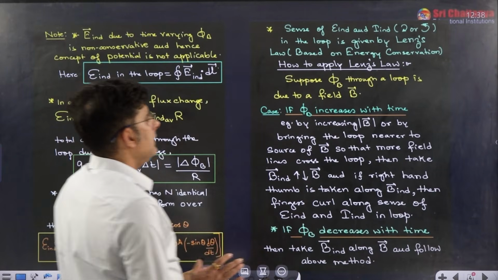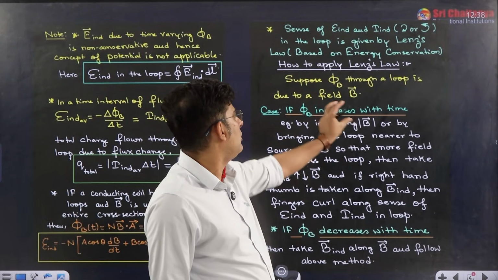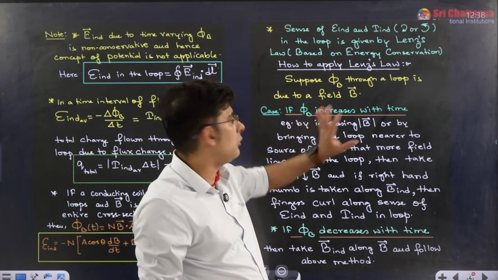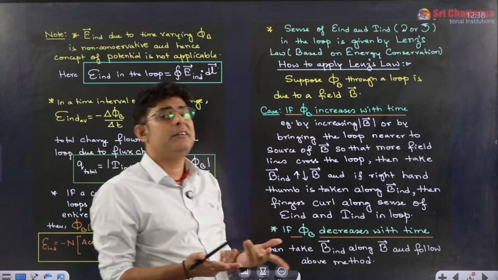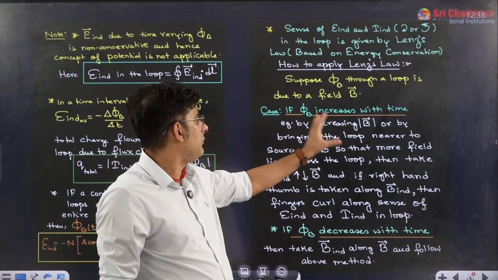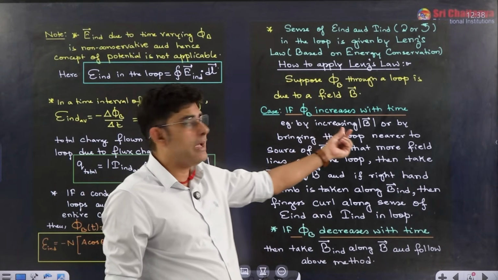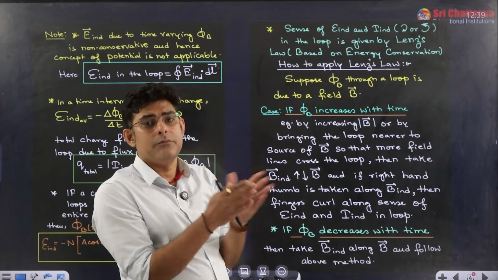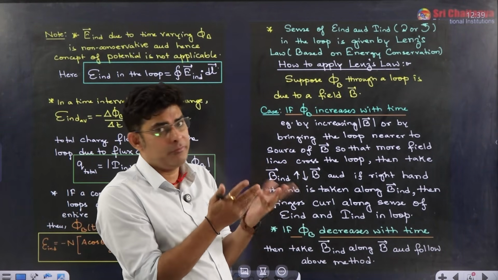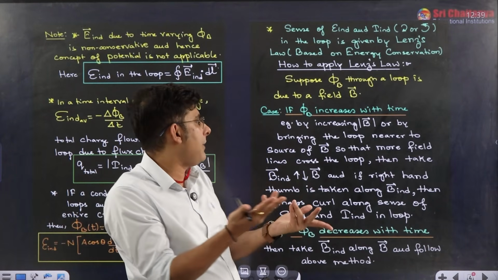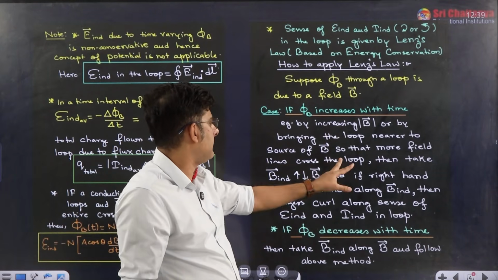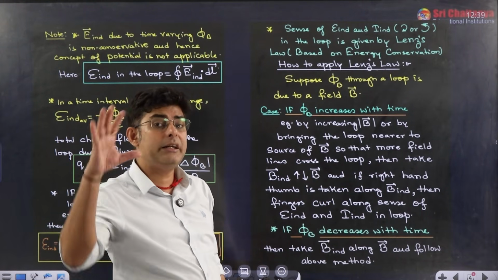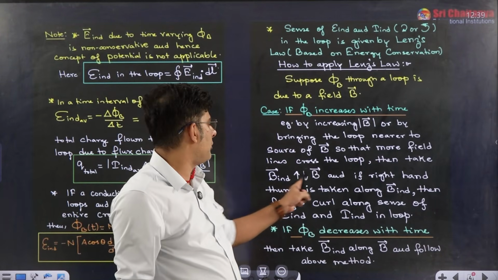We first have to find the flux due to a certain field B vector. The field lines are crossing the loop, so suppose that field is B vector. We will find the flux and check whether the flux is increasing or decreasing. If flux is increasing, how will it increase? By increasing the magnitude of B vector or bringing the loop nearer to the source of B vector. If the loop is brought nearer to the source, the field will increase in magnitude, or if you are increasing the magnitude of field any other way, more field lines will cross the loop. So when the flux is increasing, we will assume that an induced magnetic field will be there which will be opposite to the original field.